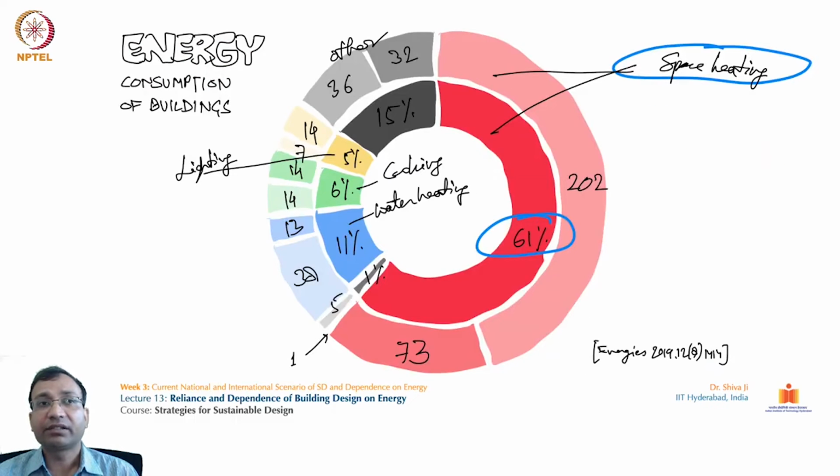Here, if you see, the single largest consumer, one component in the building, is space heating. We have seen this earlier also. Space heating takes around 61% of the energy consumed in the building. Then the cooling, and then water heating, cooking, and lighting all have their respective shares. So we can see from here.